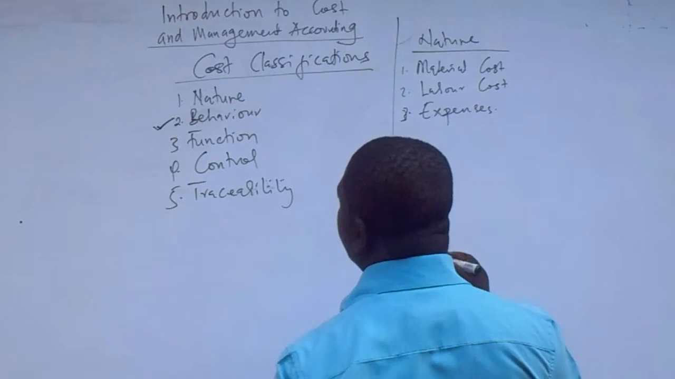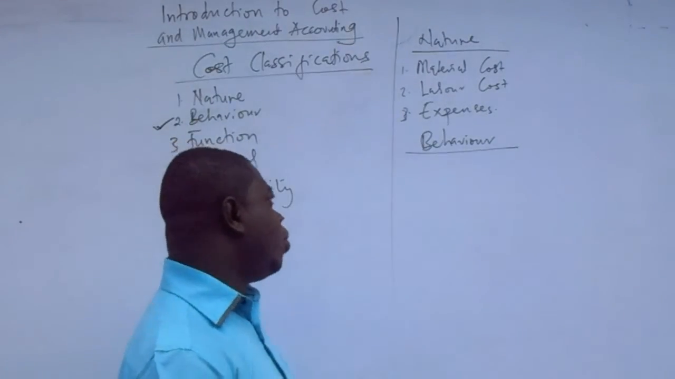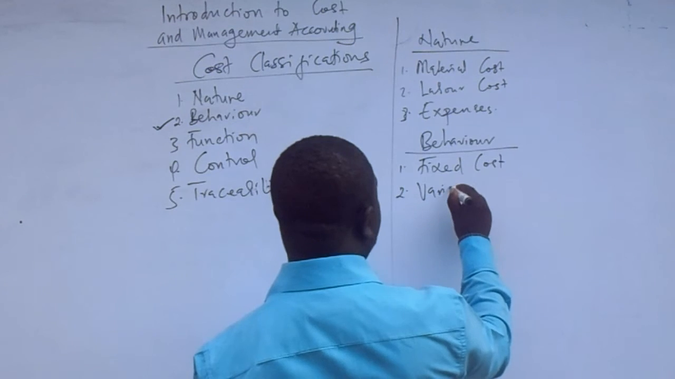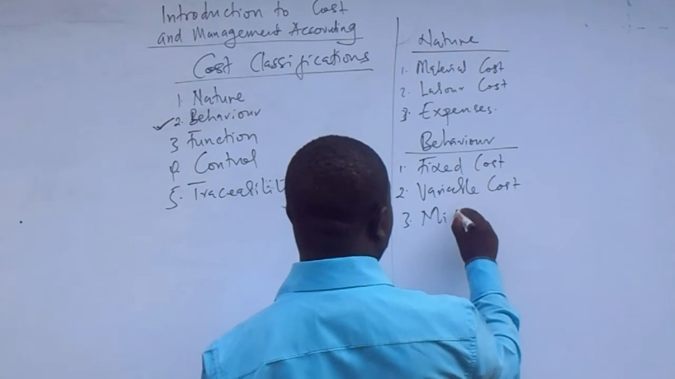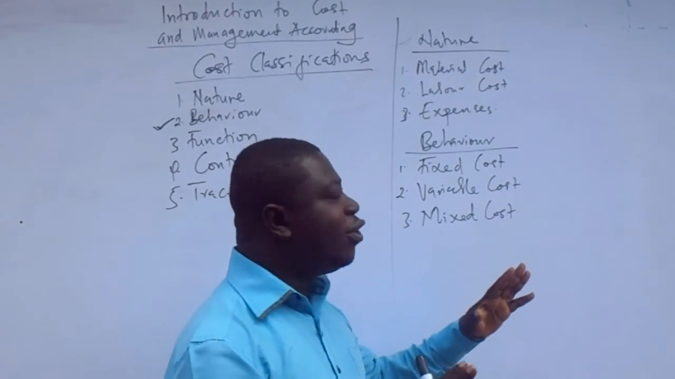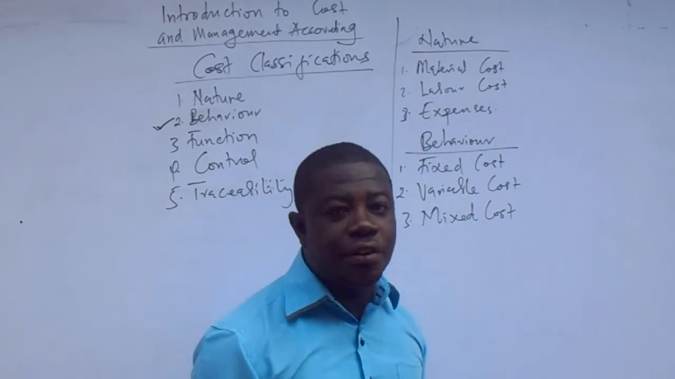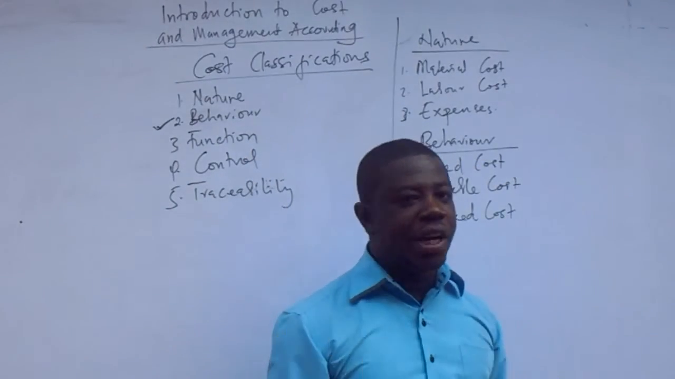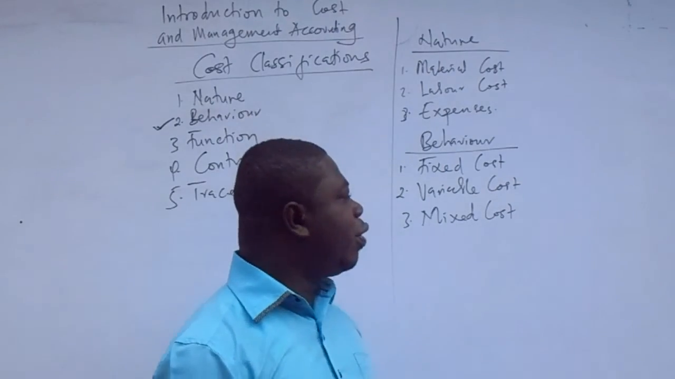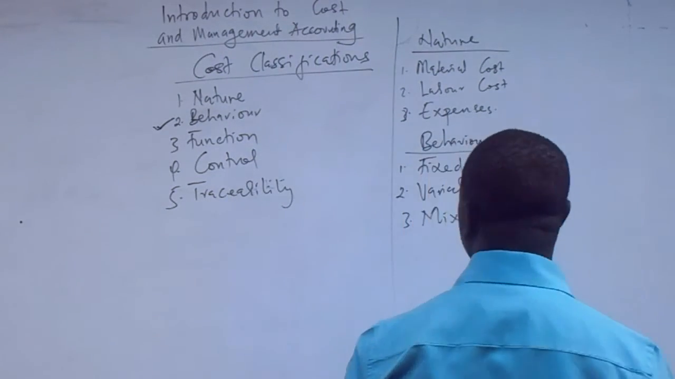And then we can also look at cost classification according to behavior. Let me just chip in the behavior, even though I'm going to talk about it in our next video. We look at fixed costs, variable costs, and then mixed costs. So here we consider how cost behaves. Some costs are fixed. They do not change over time within the relevant range. They maintain the same no matter the increase in activity levels or output. And then we look at variable costs. Variable costs are costs that change with output within the range. And then we look at mixed costs, a cost that is partly fixed and partly variable. So that is how costs can be classified according to behavior.